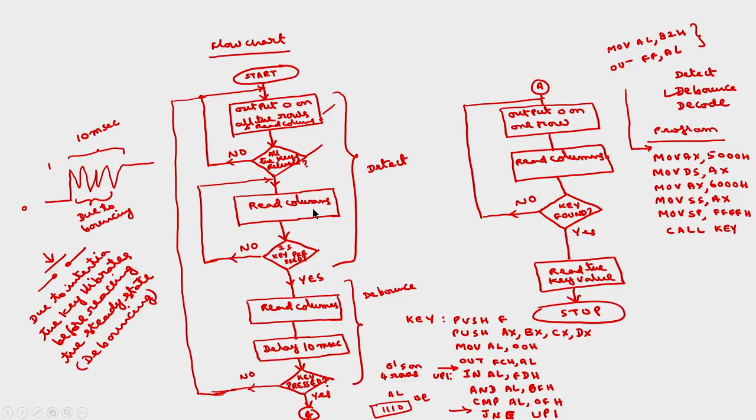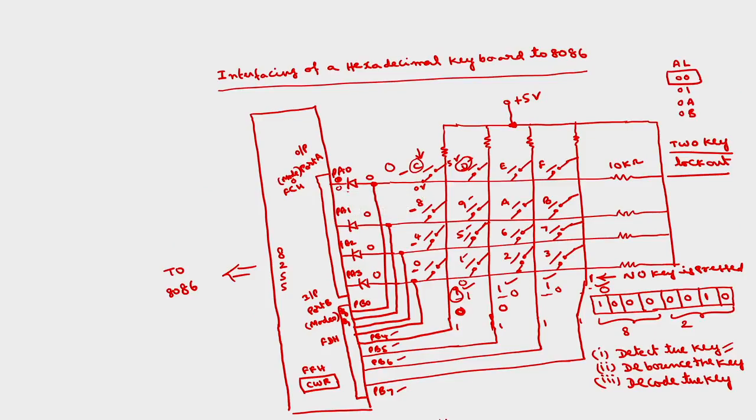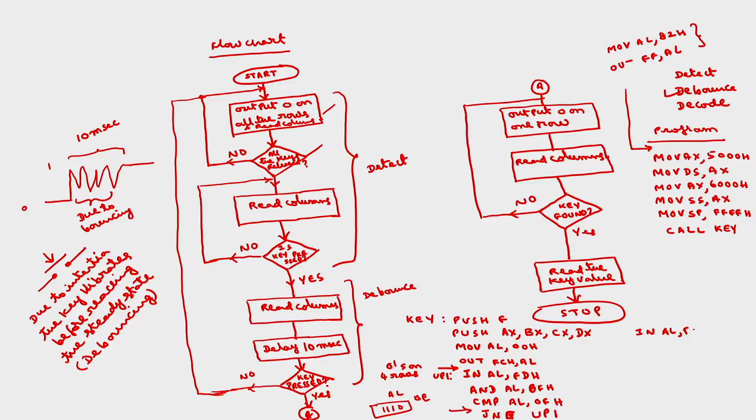Now, again we have to read the columns. So, for that again, in AL comma, where do you have to read the columns? Columns are connected to port B, okay. In that port B also the last 4 bits, that is PB4, PB5, PB6, PB7, MSB. So, in port B whose address is FDH, you are reading columns, then you have to check if any key is pressed. If any key is pressed, we have sent the zeros on the rows. If any key is pressed, that particular column should be 0, okay. If all the column bits are 1111, no key is pressed, okay.